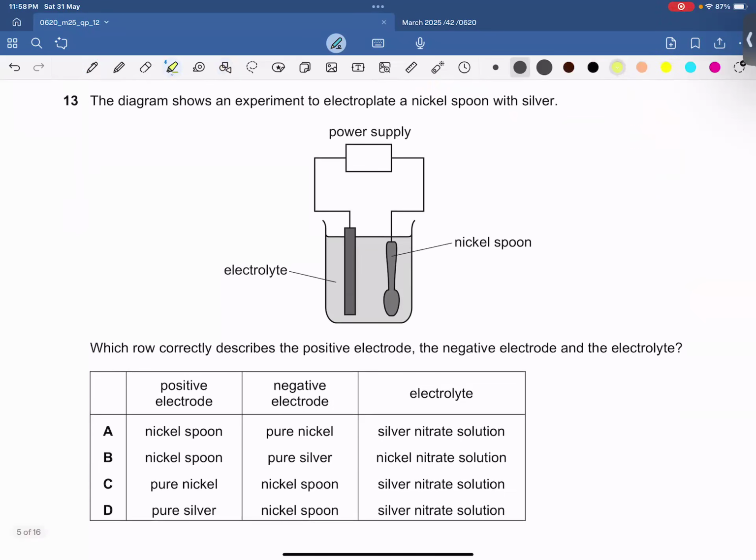Question 13. The diagram shows an experiment to electroplate a nickel spoon with silver. We need to do electroplating, which means this nickel spoon has to be the cathode. This silver needs to be the anode. And obviously this electrolyte needs to be silver nitrate.